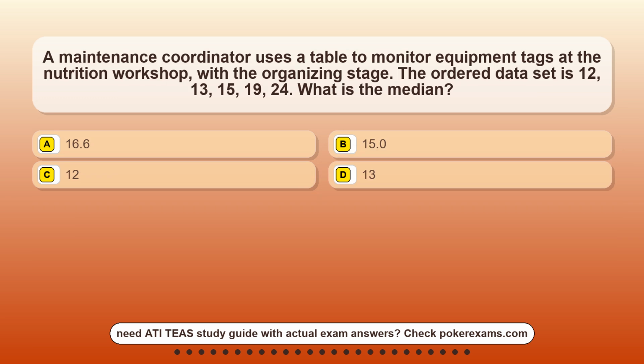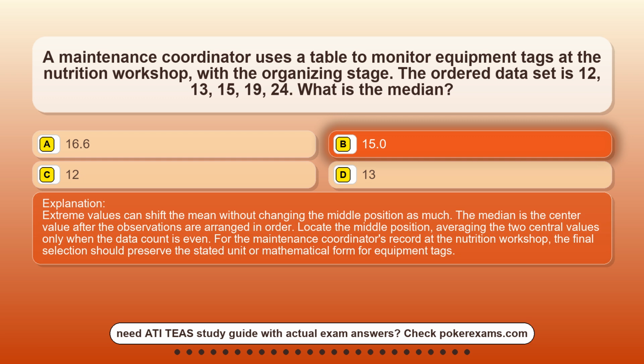A maintenance coordinator uses a table to monitor equipment tags at the nutrition workshop, with the organizing stage. The ordered data set is 12, 13, 15, 19, 24. What is the median? Option A, 16.6. Option B, 15.0. Option C, 12. Option D, 13. The correct answer is option B, 15.0.